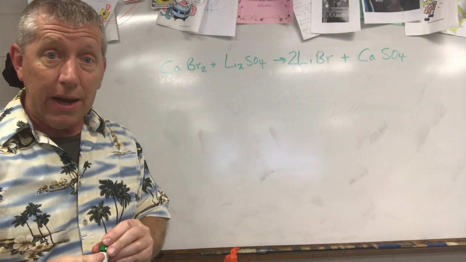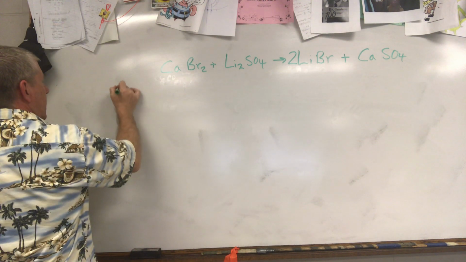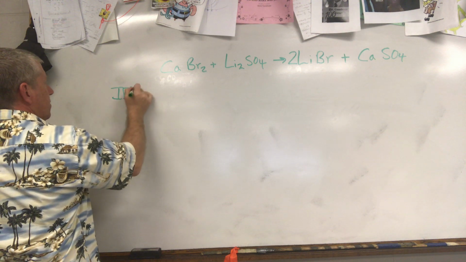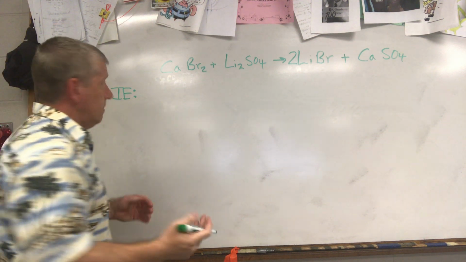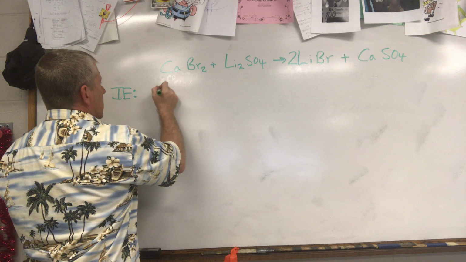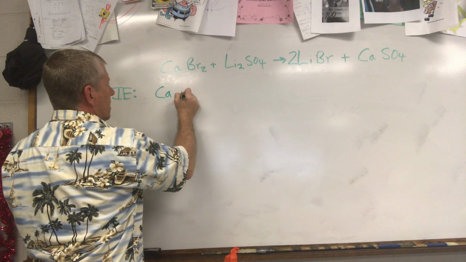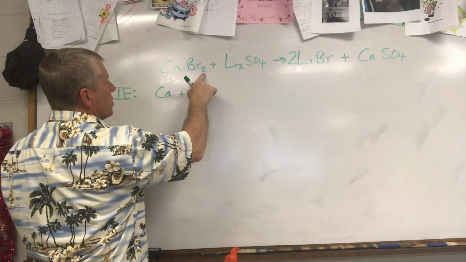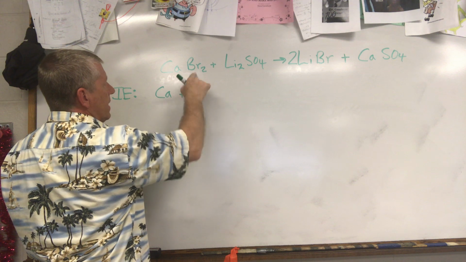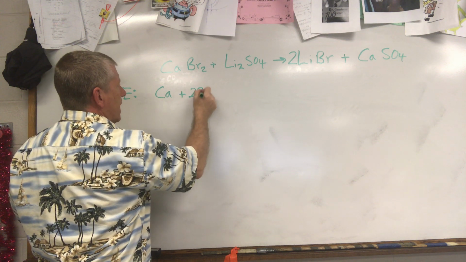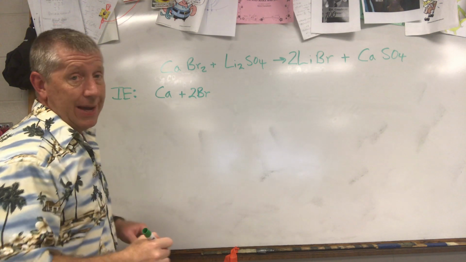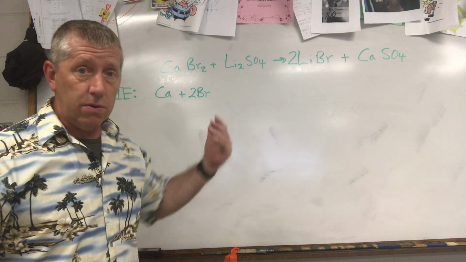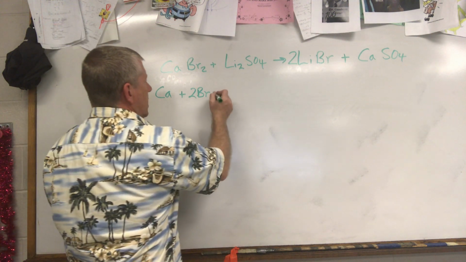Let's write the ionic equation. So the ionic equation says split everything up. So to split up, break them. Calcium plus bromine. Now I'm going to put the 2 bromine right here. I know there are 2 bromines, so I'm going to go ahead and put that 2 bromine right there right now. You don't have to, you can go back and do it later, but get it done.